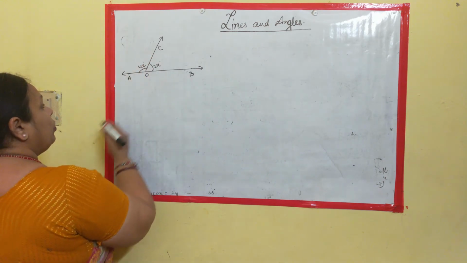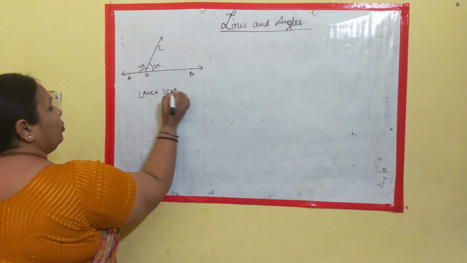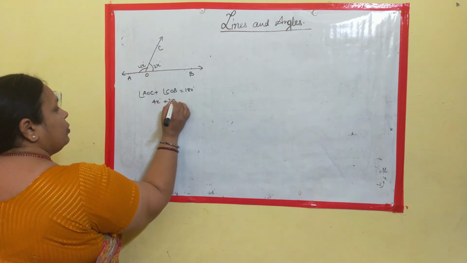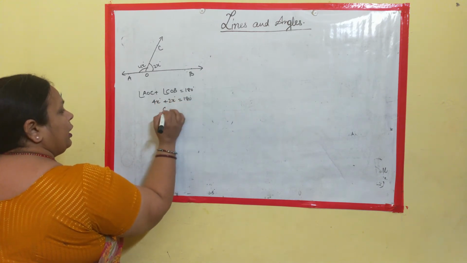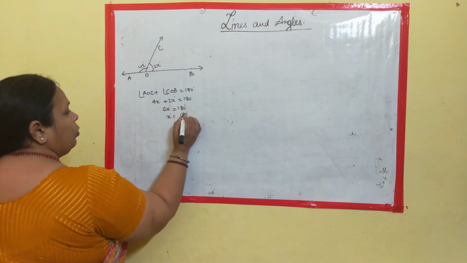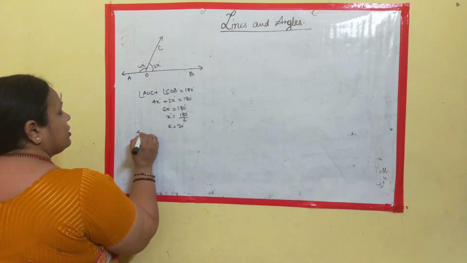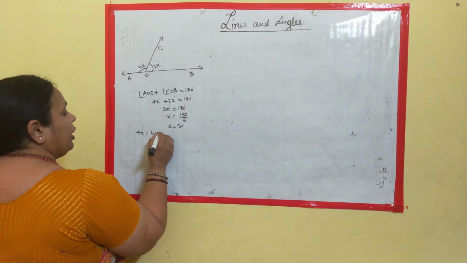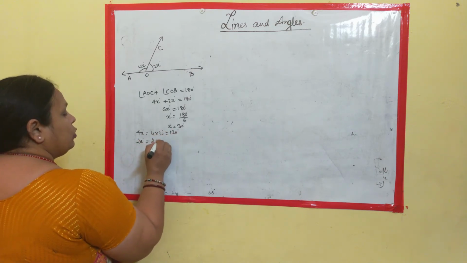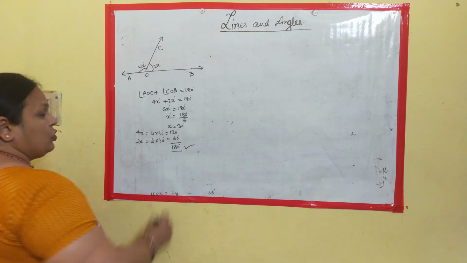So, we know that angle AOC plus angle COB is equal to 180 degrees. 4x degrees plus 2x degrees is equal to 180. 6x degrees is equal to 180. x degrees is nothing but 180 by 6. So, we get it as 30 degrees. So, 4x is equal to 4 into 30, which is 120, and 2x is equal to 2 into 30, which is 60. Altogether, this is 180, hence checked.